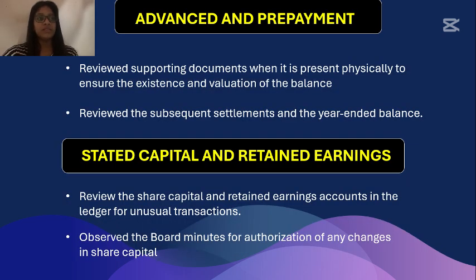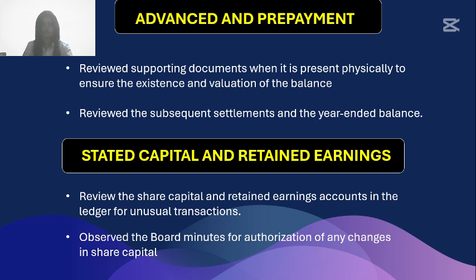Advances and prepayments. In auditing, an advance refers to payment made before receiving goods or services. Auditors verify that advances are properly recorded as assets and are supported by valid agreements or documents. Prepayment refers to payment made for future expenses. Auditors ensure prepayments are correctly classified as assets and are amortized over the period they apply to, matching the expenses with the benefit received. Review supporting documents, where present, physically to ensure the existence and valuation of the balance. Review the subsequent settlement and the year-end balance.